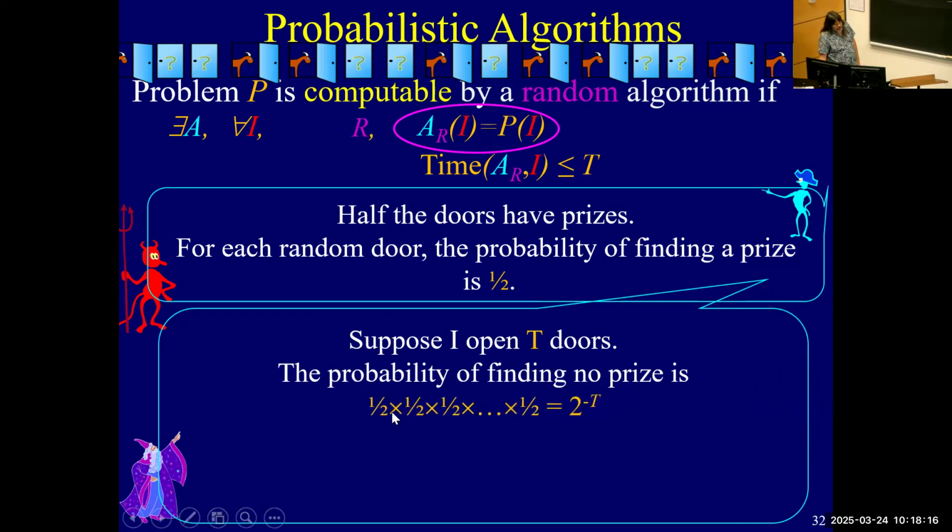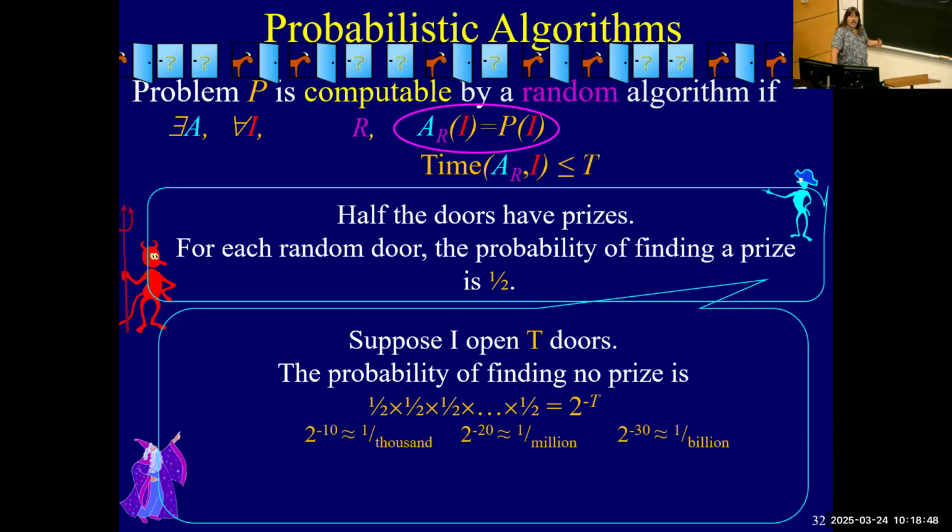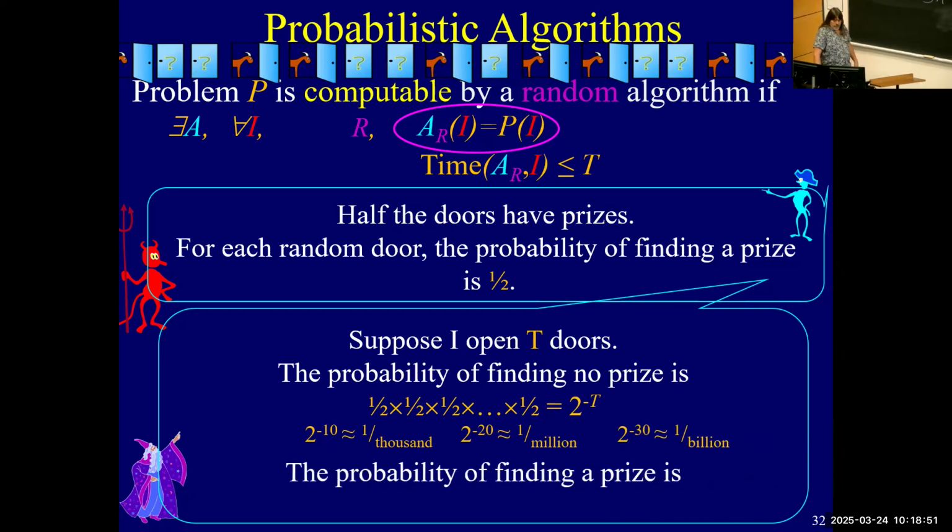So if you keep flipping coins, what's the probability that after I open T doors, I don't find a prize? Well, I fail and I fail and I fail and I fail. A half to the T is the probability I don't find a prize. So for example, if I open up 10 doors, then it's 1 in 1,000. If I open up 20 doors, it's 1 in 1,000,000. 30 doors, it's 1 in 1,000,000,000. The probability that I find the prize is 1 minus that.